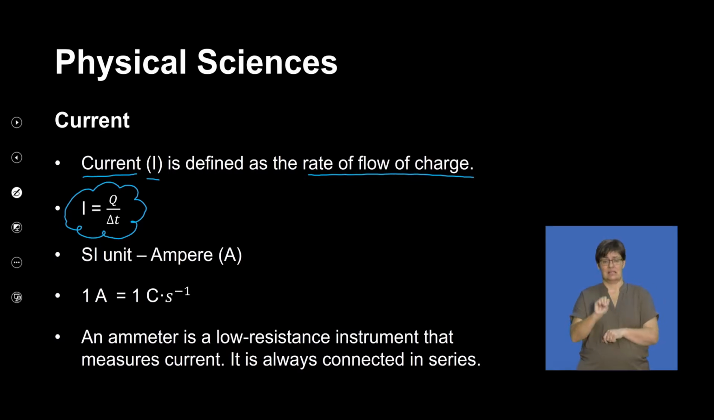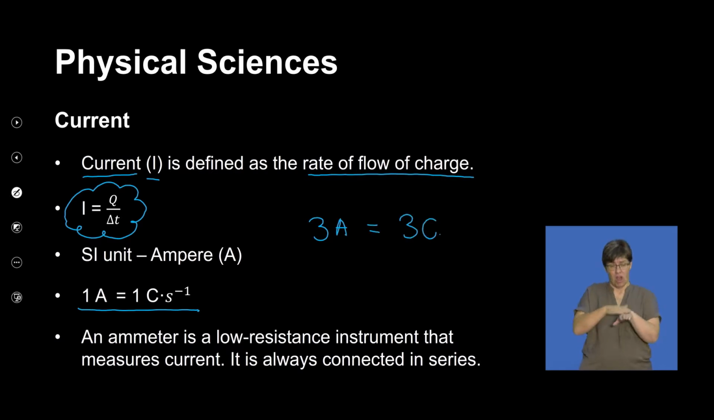So an ampere of current is actually when 1 coulomb of charge passes through a point per second. So if, for argument's sake, we have a reading of 3 amperes, what does this mean? It means that there are 3 coulombs of charge passing through a point per second. Correspondingly, the greater the amount of charge passing through a point, the greater the current.